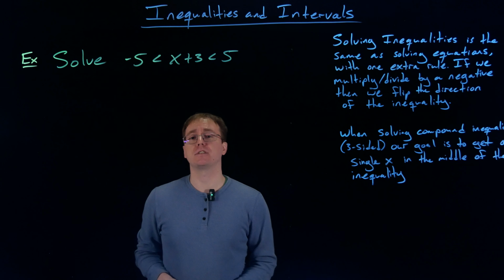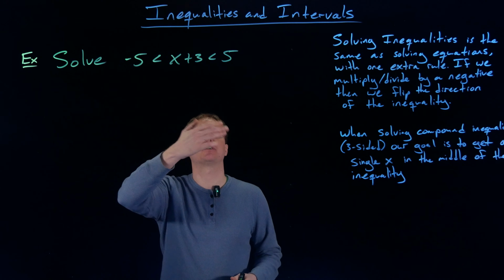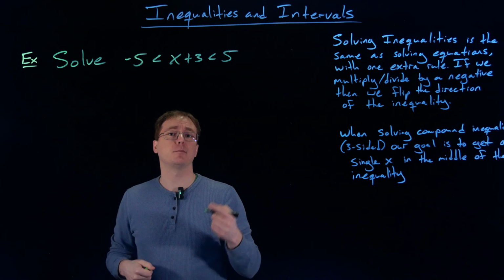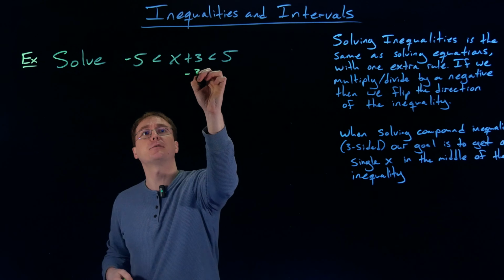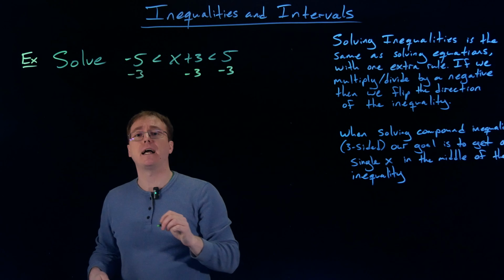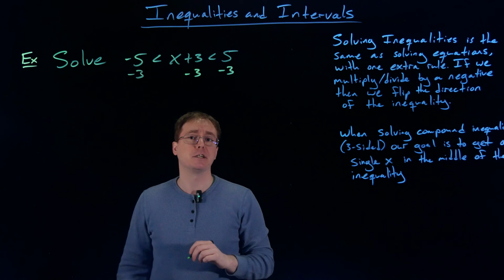So in this example, it's pretty straightforward. We have negative 5 is less than x plus 3, which is less than 5. And so the x is not by itself because of that constant term of plus 3. So we're going to subtract 3 to get rid of it. But now whatever we do to one side, we have to do to all the other sides. So we have to subtract 3 from all three sides of this compound inequality.